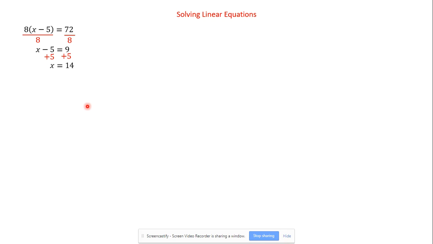Now, as I mentioned, that's not the only way to do this problem. What's another first step we could have taken right here? We could have distributed that 8.